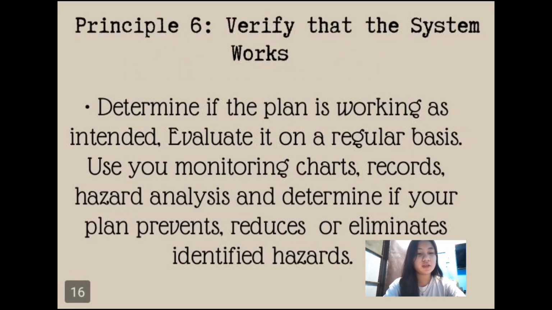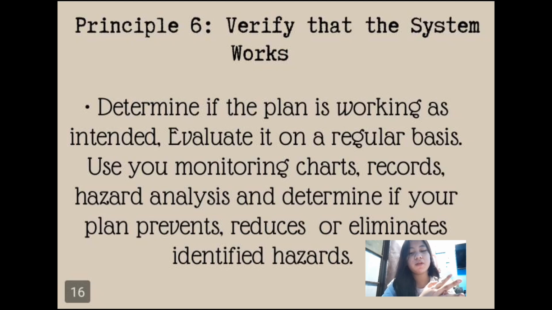Principle number 6 is verify the system works. Determine if the plan is working as intended. Evaluate it on a regular basis. Use your monitoring charts, records, and hazard analysis, and determine if your plan prevents, reduces, or eliminates identified hazards.